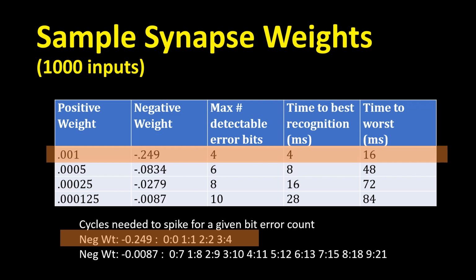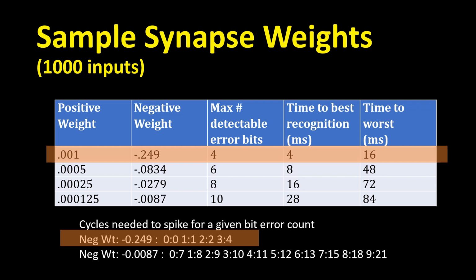For 1,000 inputs, here are the calculated values. Looking at the first line and recalling the maximum rate of firing is about 4 milliseconds, with a positive weight of 0.001 and a negative weight of minus 0.249, the perfect match will be recognized on the first spiking cycle, and up to 3 additional states can be recognized on 3 subsequent cycles.